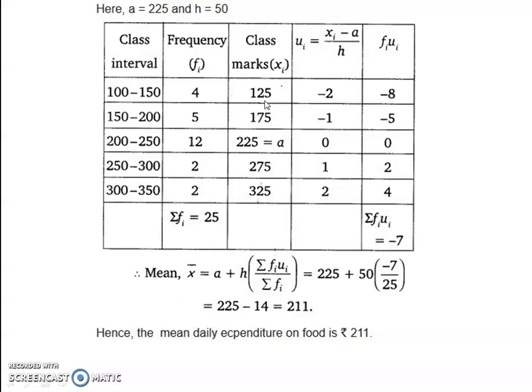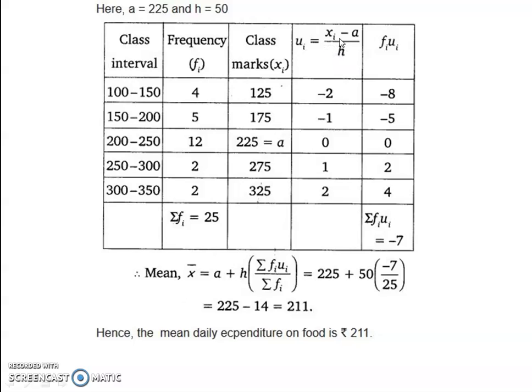Now di is equal to xi minus A. 125 minus 225. What is the answer? 100. Okay. Next. Here 175 minus 225. 225 minus 225. Like that you will find di. di is equal to xi minus A.